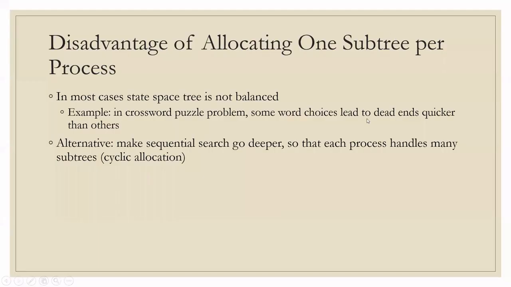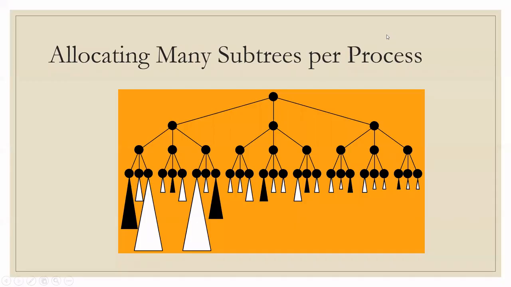So an alternative would be to make the sequential search go deeper so that each process handles many subtrees in a cyclic allocation. Allocating a large number of subtrees to each process increases the probability that each process will search almost the same number of nodes. In this example, subtrees are allocated in interleaved fashion to 4 processes. The nodes and subtrees explored by process 0 are black in color.